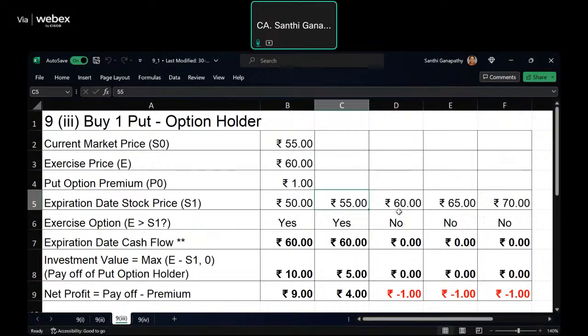Stock price is 60, at the money means we will decide that you're not exercising. 65 and 70, of course, you won't exercise. Because if you can sell in the market itself at 65, why would you exercise the option and sell it at 60? Therefore, you won't do that.